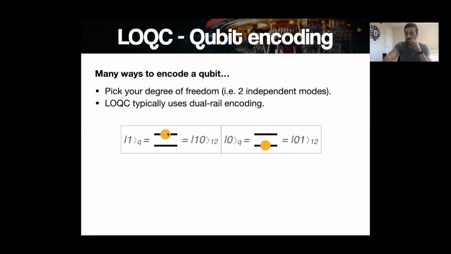So if you want to do a bit flip, you bring the two fiber optic cables together and you take them apart, and you have the photon move from one spot to the other. If you want to do a phase, well, we'll see how other gates work, but those are our two states.